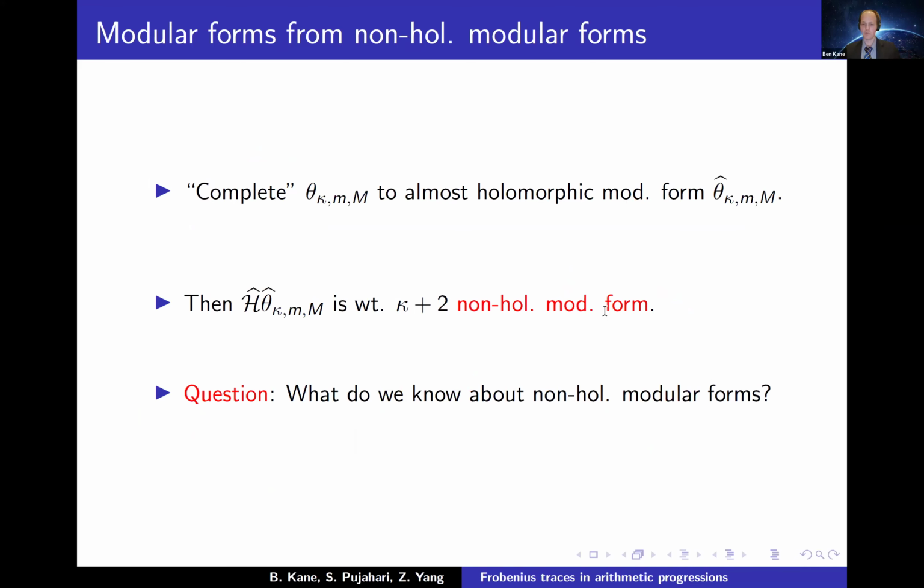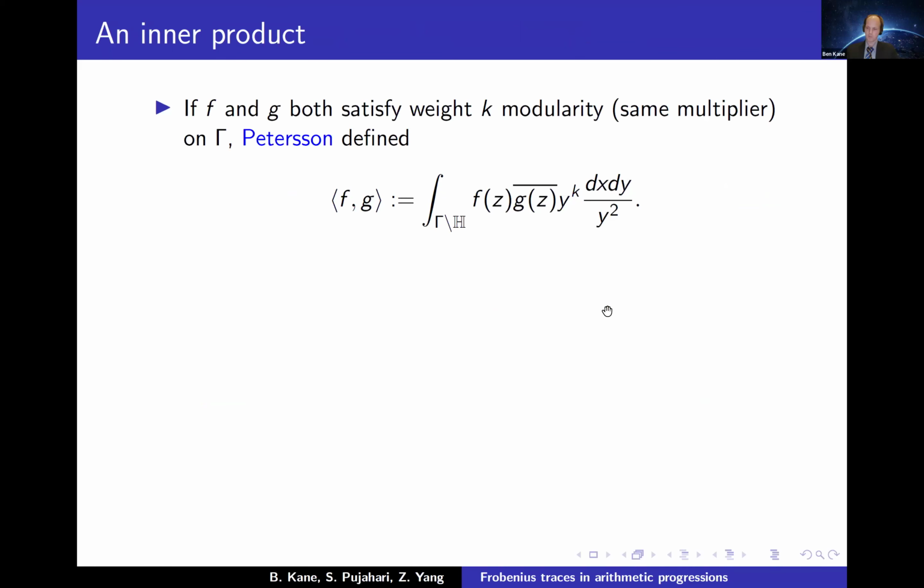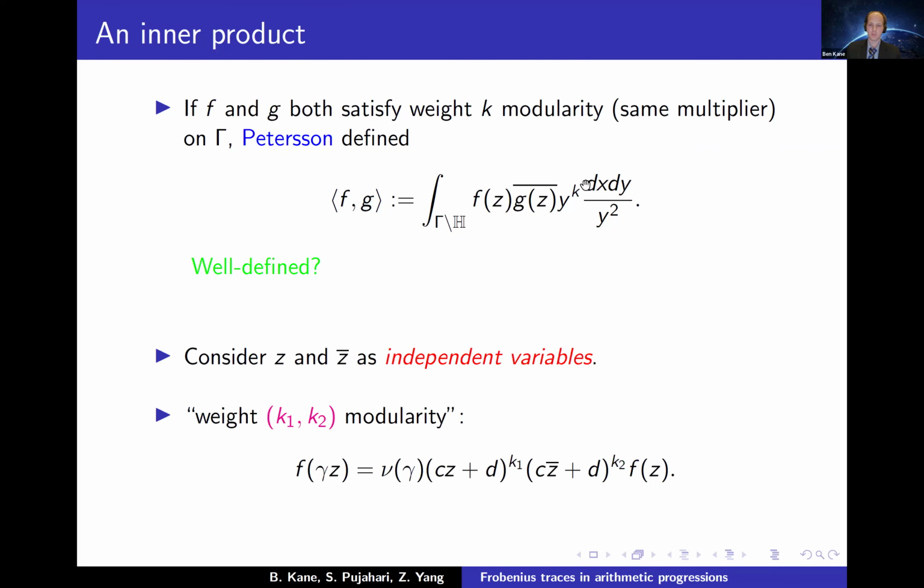So then the question is, what do we know about non-holomorphic modular forms? Well, there's something called an inner product on cusp forms, for example, where if you take two cusp forms f and g, you can integrate them against each other: f times g bar times the imaginary part to the k, dx dy over y squared. Essentially, the dx dy over y squared is an invariant measure. The f and g are modular of the same weight.